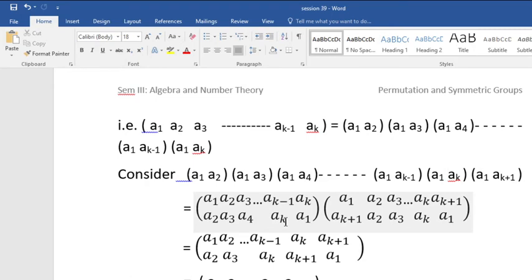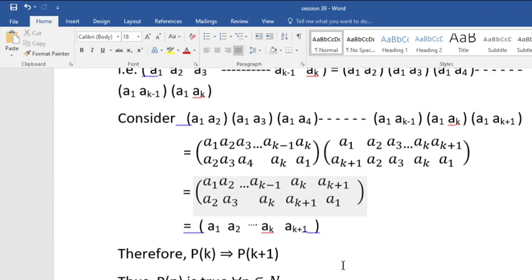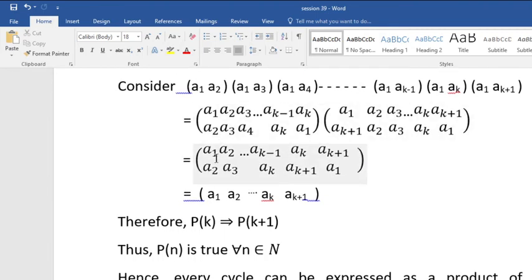So we can write it as it is, and the product of this transposition we can write this way, that is a1 is mapped to a(k+1) and a(k+1) is mapped to a1. The remaining elements have the same images. So now find the product of these two. Here the image of a1 is a2, image of a2 is a3, and image of a(k-1) is ak, image of ak is a(k+1), and a(k+1) is mapped to a1. So by seeing this, we get a cycle of length k+1.